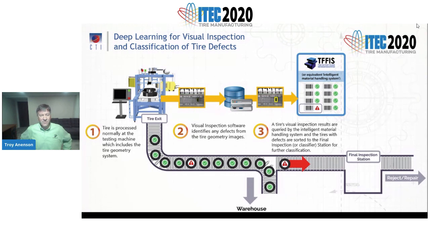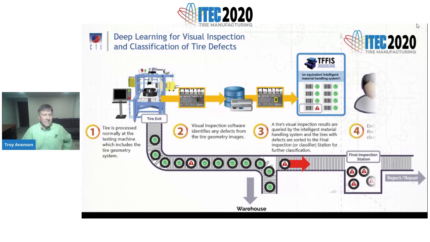So the inspector then classifies that defect, and that feedback is used to train a deep learning model. After the model is trained, the software then identifies and classifies the defect. So in that case, once you have a deep learning model in use, the diverter can actually divert the tire directly to a repair area or a reject area based on the classification of the deep learning model, and those tires can bypass the final inspector altogether.